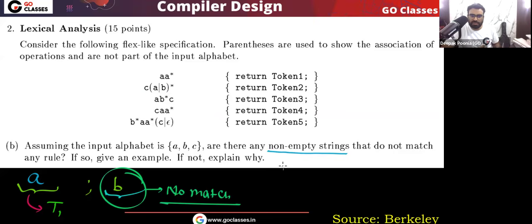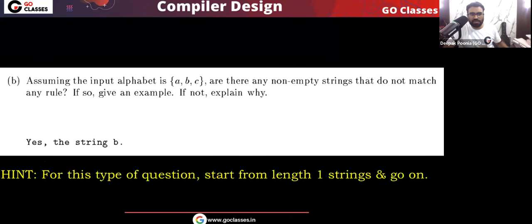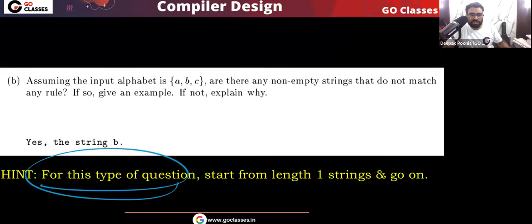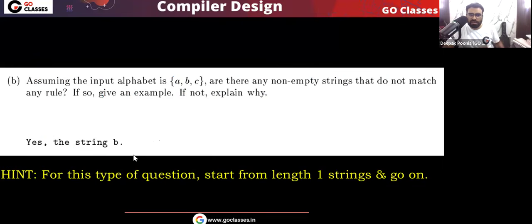Basically, I can say for this string, there is no rule matching. I hope you understood this solution. Very simple solution, and this is the hint I have given you: for this type of question where you have to check many strings, always start from length 1 string and go on, because here we are talking about non-empty strings.